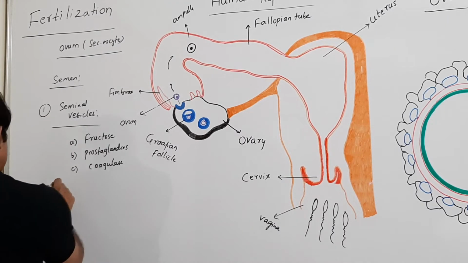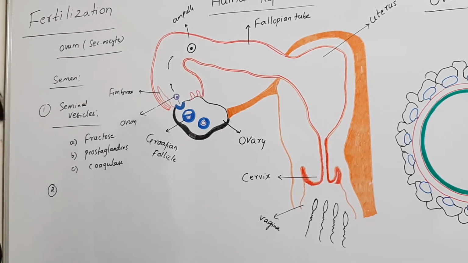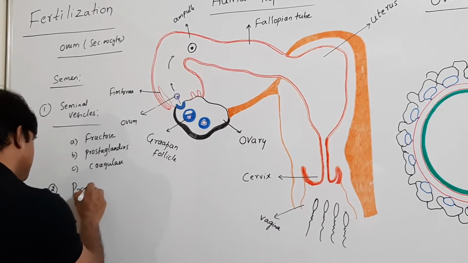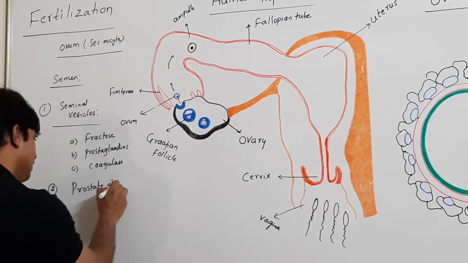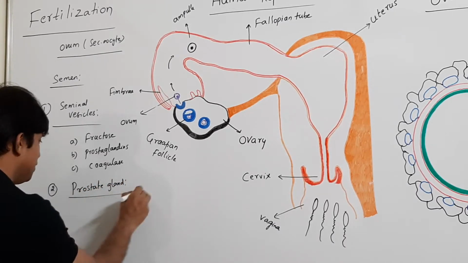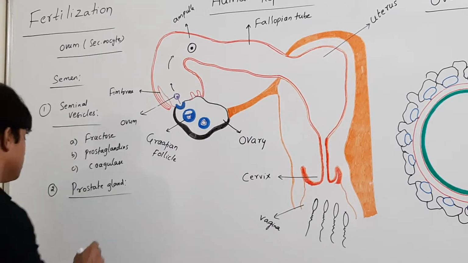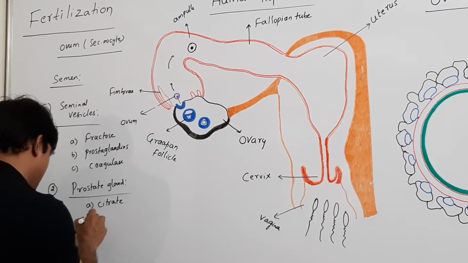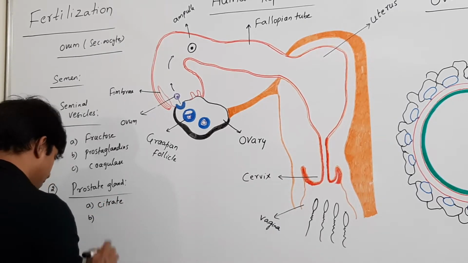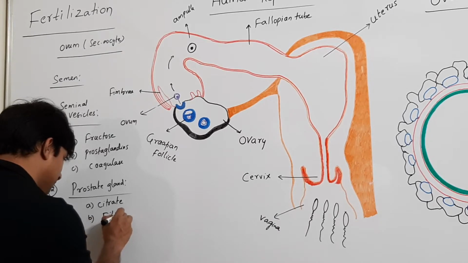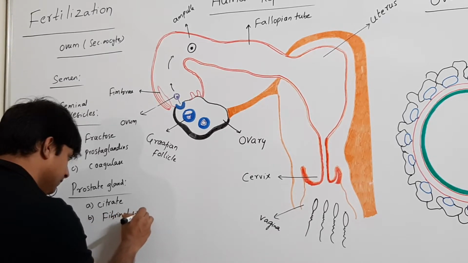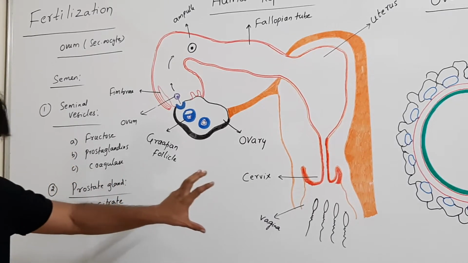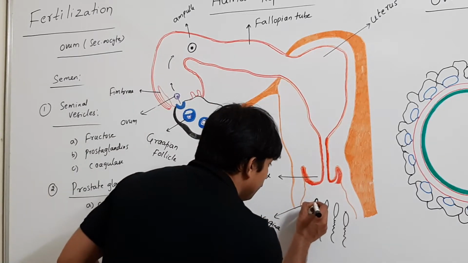Next, along with the seminal vesicles, 30 to 40% of the semen is contributed by the prostate gland. The important secretions of the prostate gland include citrate and fibrinolysins. Listen, these secretions have some role for the sperm to move, for the sperm to activate.